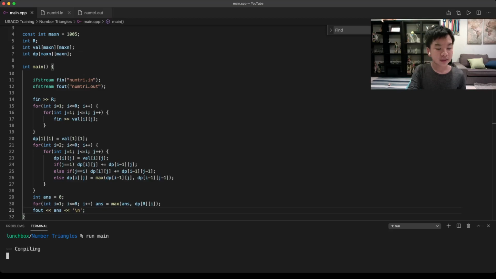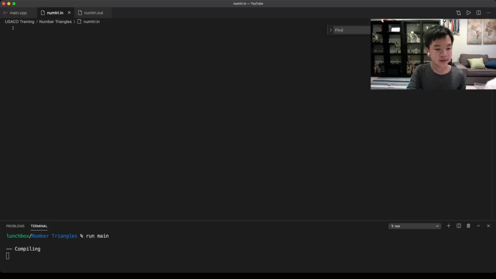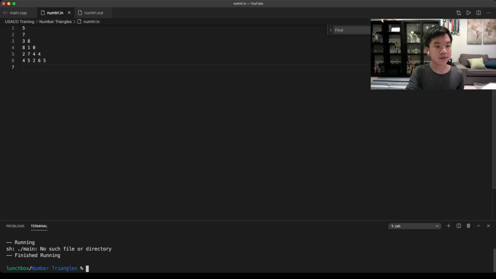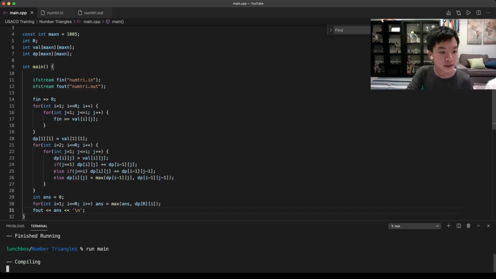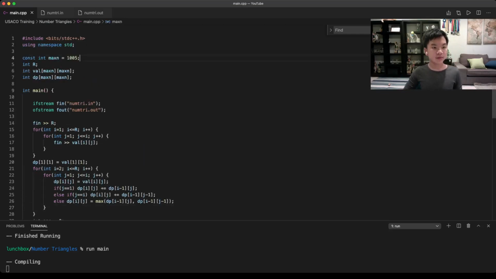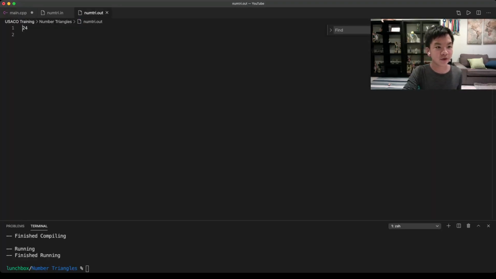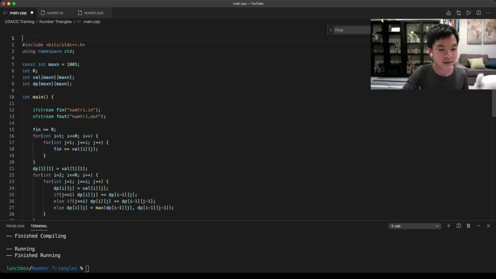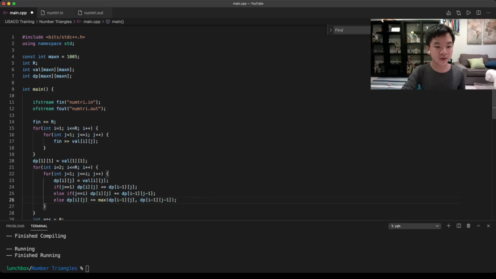Okay, wait, actually let me just fetch the input. Okay, so there we go. Okay, it's running. Okay, yeah, numtree.in. Okay, just finished running, 24, which is not what we want. Okay, so let's spend some time debugging. So this should actually be plus equal, since we already set the value and we actually want to add the value as well. So let's just run this again.